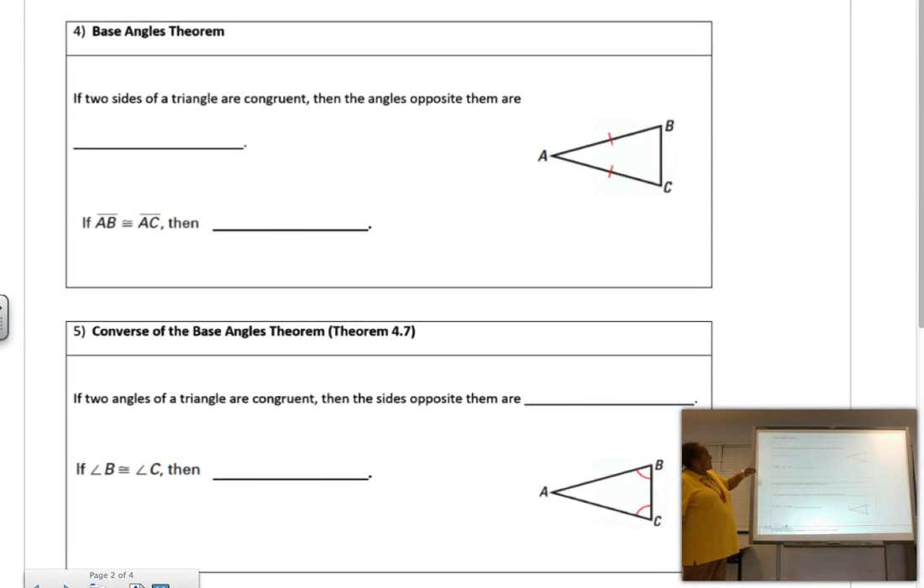Yay! The base angles theorem. What kind of triangle is ABC? Thank you, it's isosceles. How do we know that it's isosceles? Okay, you see those red tick marks there telling you that AB is congruent to AC. Well, if two sides of the triangle are congruent, then the angles opposite them are congruent. So what we do is we put little arcs in the angles, and this shows congruence.